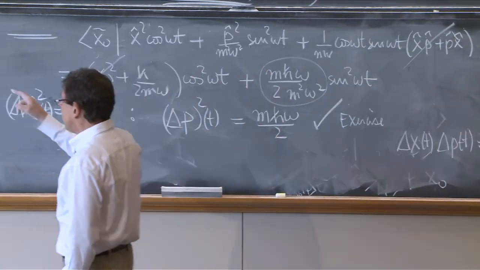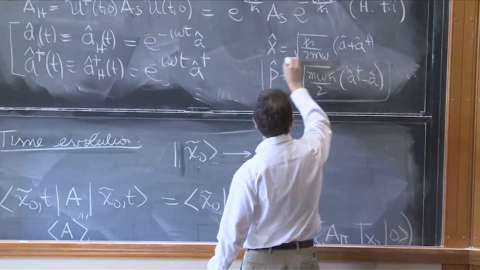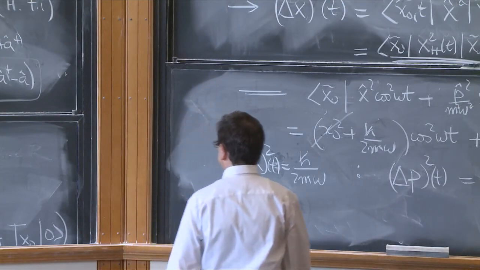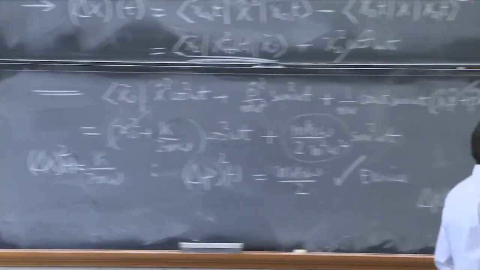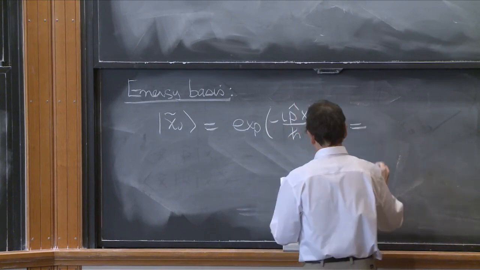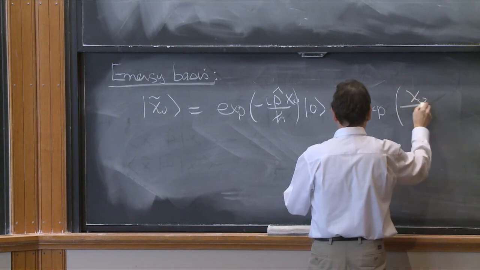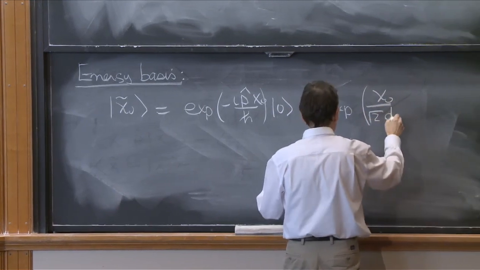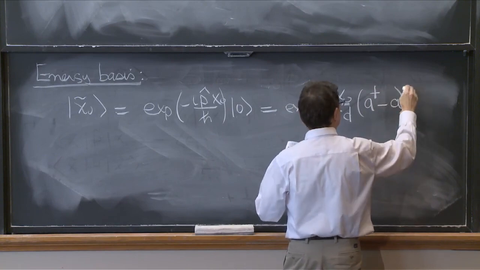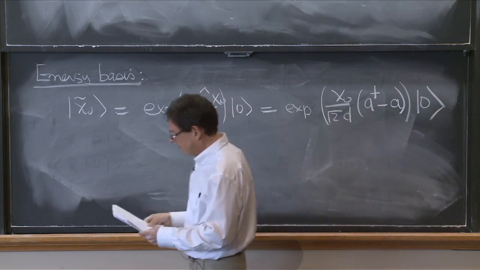So let me put what p is into that formula and simplify it. So this is on the vacuum. I'm sorry, I stopped halfway. So this is the exponential of x0 over square root of 2 d, times a dagger minus a, on the vacuum.